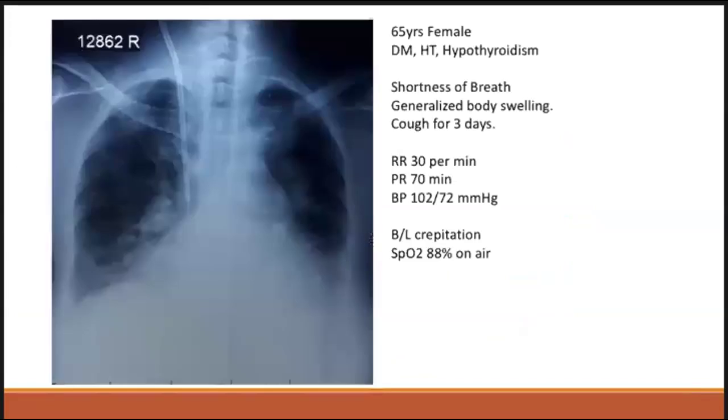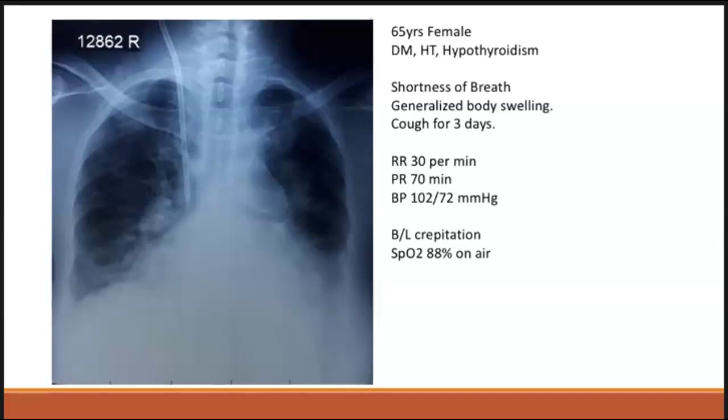So I will share with you this patient. This patient is a 65-year-old female with diabetes, hypertension, and hypothyroidism, a common patient with multiple comorbidities, coming with shortness of breath, generalized body swelling, and cough for 3 days. And you can see that the patient is markedly tachypnic, but the pulse rate is 70. And we know that in uremia, sometimes the patient will not have tachycardia like normal people. And the blood pressure is in the marginal state. And on examination, there are crepts, and saturation is about 88 on air.